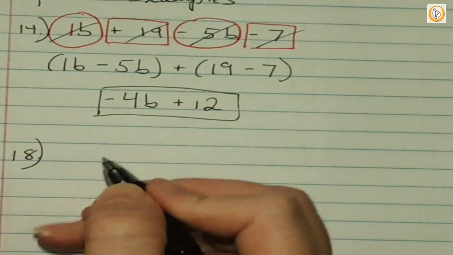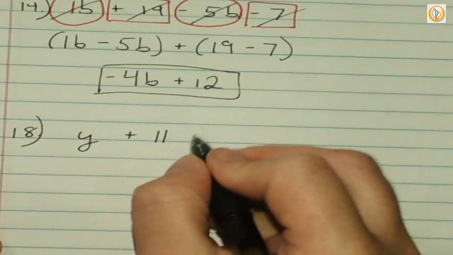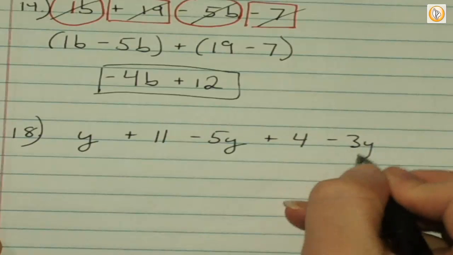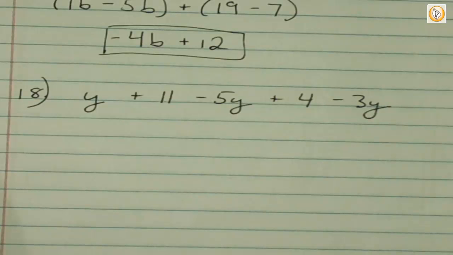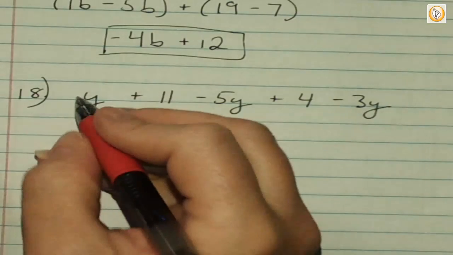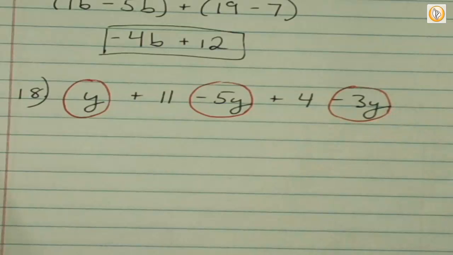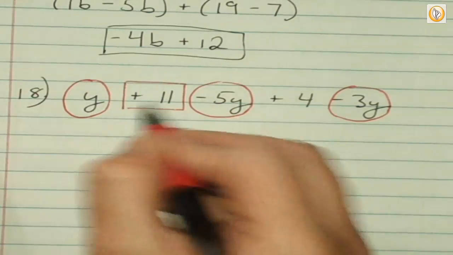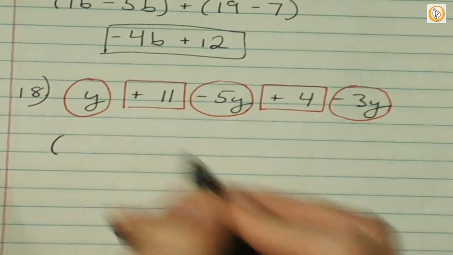All right, Madeline. 18. y plus 11 minus 5y plus 4 minus 3y. What can I combine? You can circle all the ones with a y. Make sure you include the sign right before them. Now what do I do? Then you box the ones without a variable, she's saying. Include the sign. Okay, in the parentheses, what do I put?